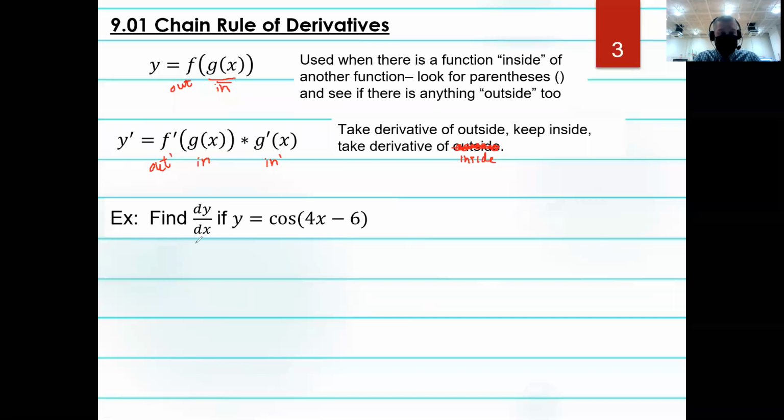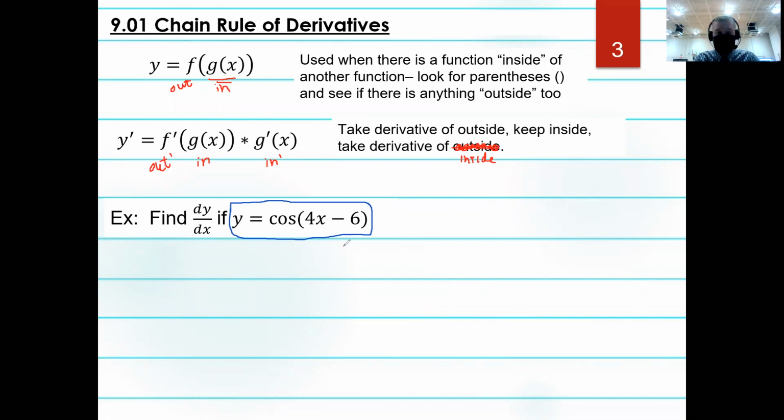So we're going to find dy dx, the derivative, if y equals cosine of 4x minus 6. So here's our function. Now, once again, we can see that we have a function inside of another function. This isn't cosine times 4x minus 6. It's cosine of 4x minus 6. So those parentheses are not showing multiplication, but something is inside something else.